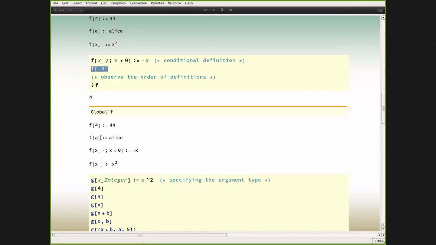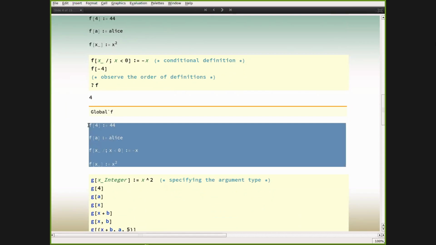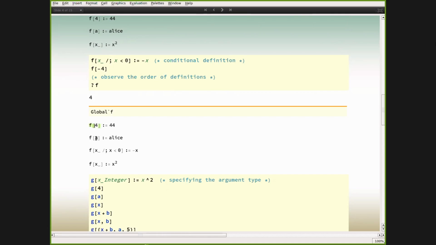Let's look at our definition. It's getting quite complicated. So now first we have these two special cases at the specific value of 4 and at the specific value of a, symbolic, but this is just one value. Then we have this one on a range: if x is negative, this definition will be applied. And finally, we have the general one, which will be applied for all positives, but not for 4 and a. This is how it looks.